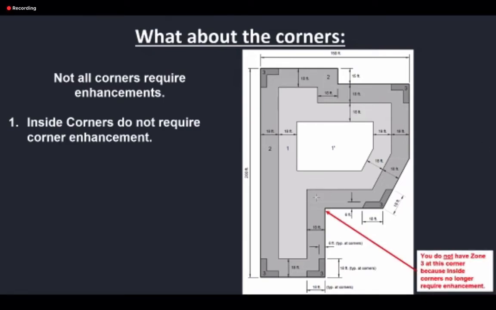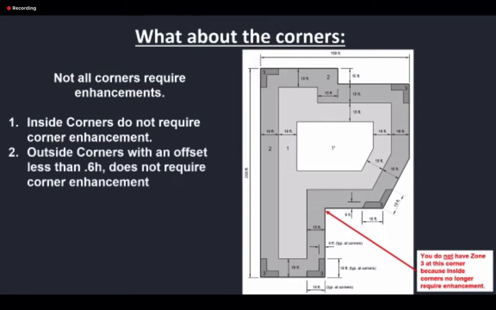You can see in the diagram right here, you do not need corners or a Zone 3 at this location because it's an inside corner. Now, rule number 2: outside corners with an offset less than 0.6 of the height do not require corner enhancement. So if I go all the way to the top of my screen, you see a 15 foot long offset. Well, that's less than the 18 foot offset, so therefore, no corner is required at that location.